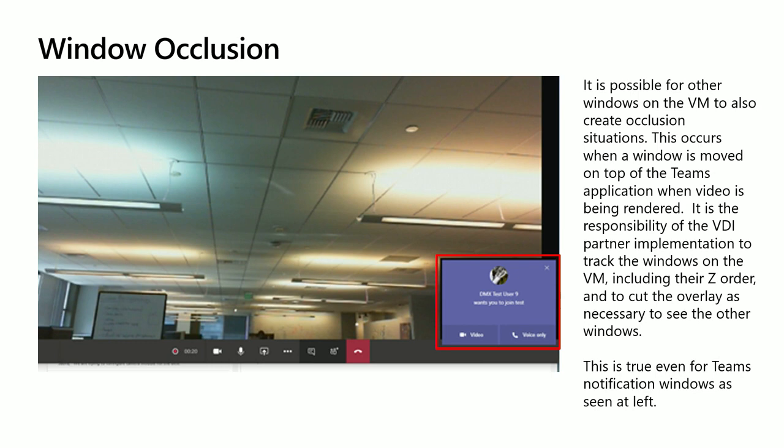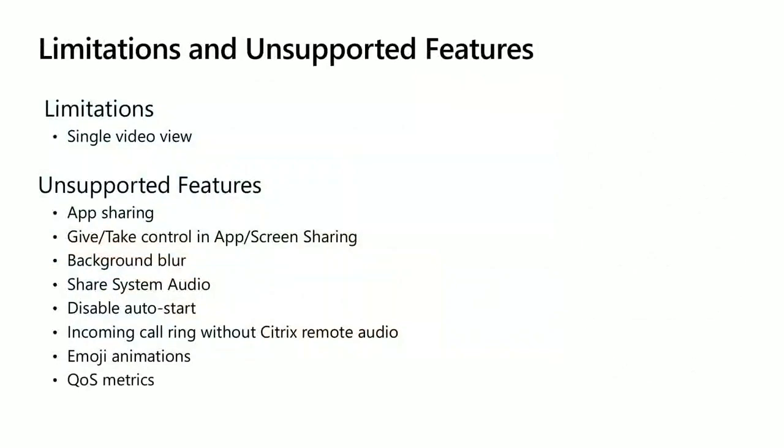And even other windows can create occlusion scenarios. So for example, if a window is moved on top of the Teams application when the video is being rendered, it's up to the VDI partner implementation to keep track of these things. The Z order, what's on top of what. And even Teams notifications have to do that. So there's a lot of interesting stuff that has to happen to make this work, but we're pretty happy with it.